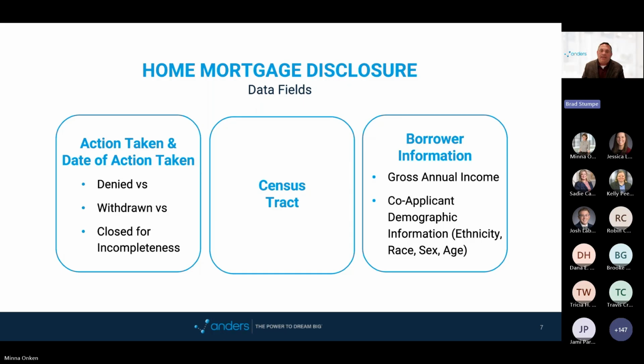Finally, co-applicant demographic information. So the old dog in me still wants to call this GMI. But when there is no co-applicant, we commonly see the codes reported for NA rather than the codes for no co-applicant. There's two separate sets of codes.